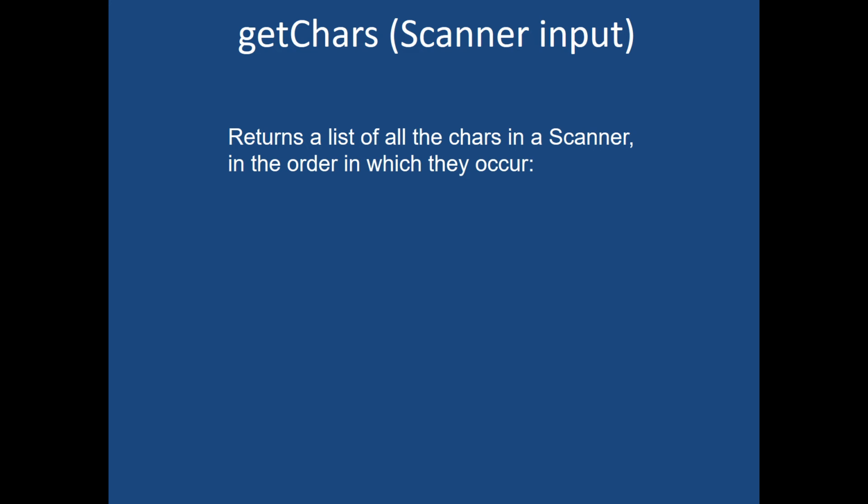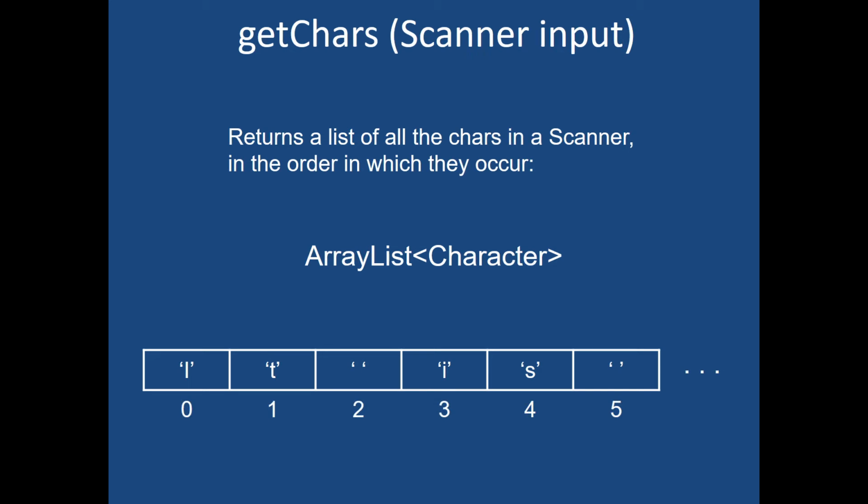Okay, so now we're going to write some methods using these classes. And the first one we're going to implement is one called getChars, which takes a scanner as input, and it returns a list of all the characters in the scanner in the order in which they occur. So what we're going to create to do that is an array list of characters, like that. So let's try to code that up.